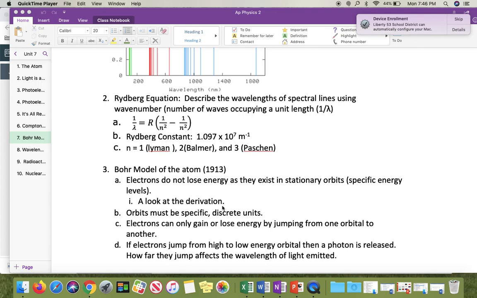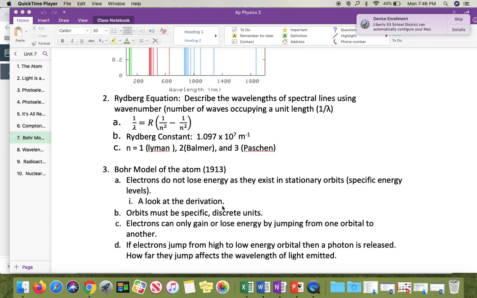Okay, so anyway, back to this. Electrons can only gain or lose energy by jumping from one orbital to another. So in order for the electron to gain energy, a photon must be absorbed. If the electron absorbs a photon of a specific energy amount, it will jump to another specific orbital. Okay? If the electron drops to its ground state or to any other orbital, then a wavelength of light will be emitted from the electron in order for it to lose the energy.